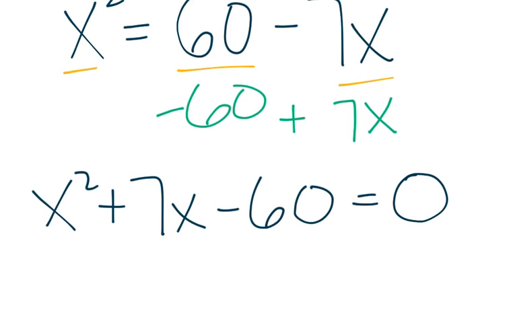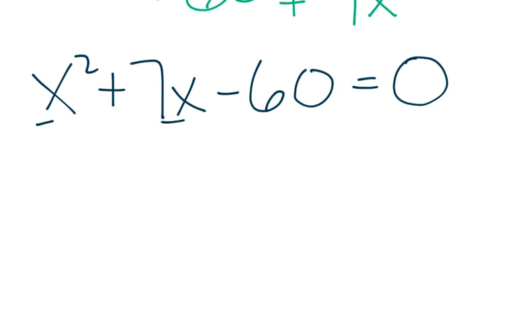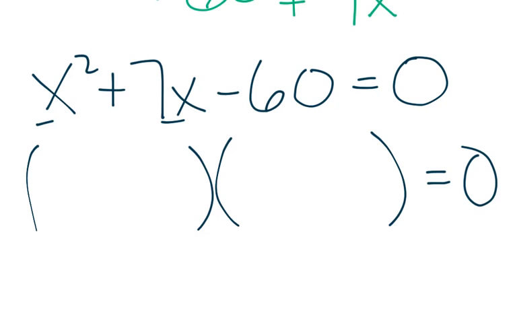Now keep in mind that we can't combine this x squared and the 7x because the x's have different exponents, so they're going to stay separate. Now that we have this trinomial, we can solve by factoring. So we're going to make two parentheses. Okay, and we're going to look for two numbers that multiply to equal negative 60 and add to equal positive 7. So if we go down here for a second and think of 60, what are our factors?